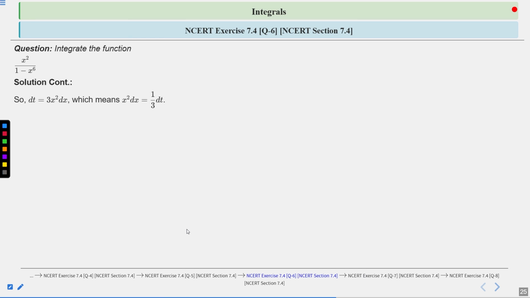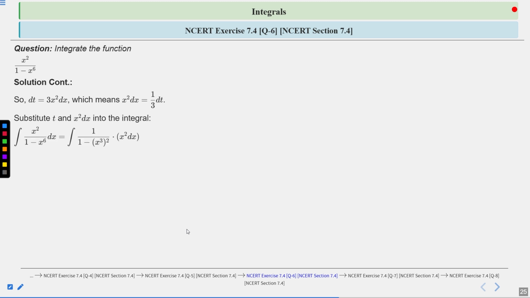So we can write dt is equal to 3x squared dx, which means x squared dx is equal to 1 by 3 dt. Now substitute t and x squared dx into the integral.